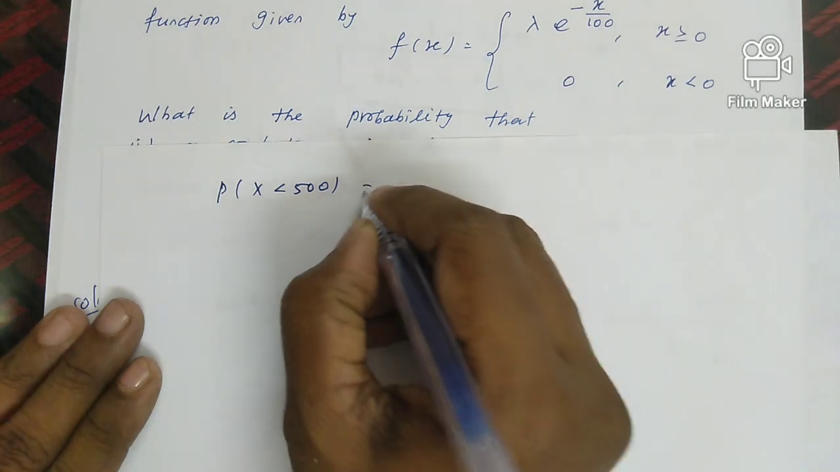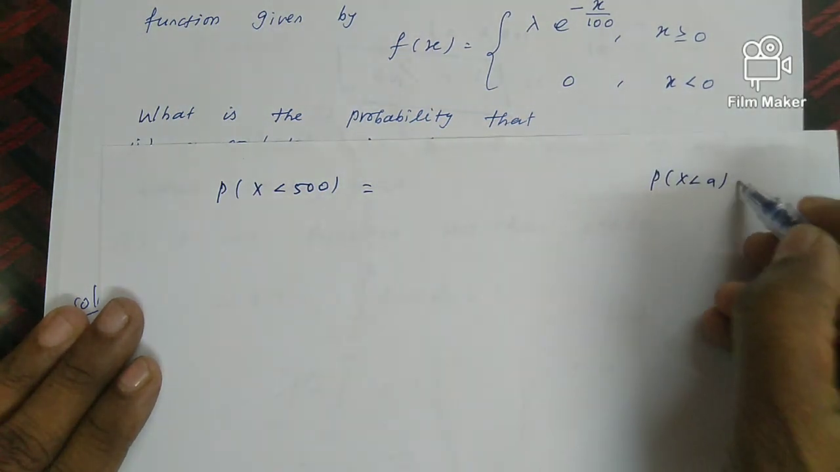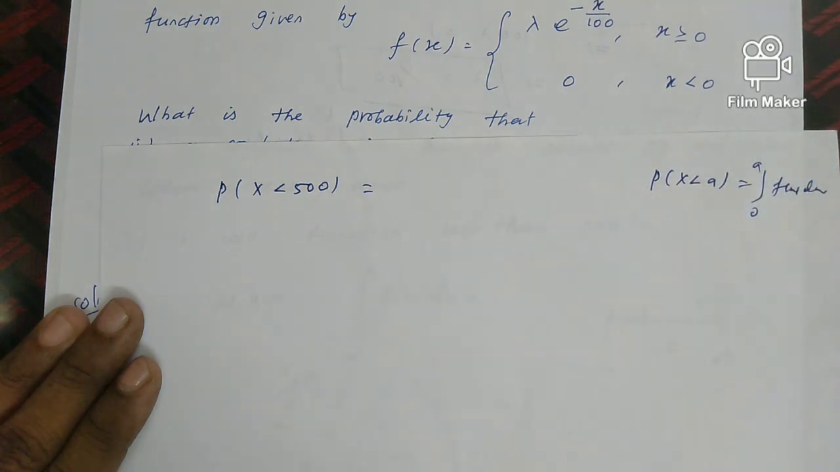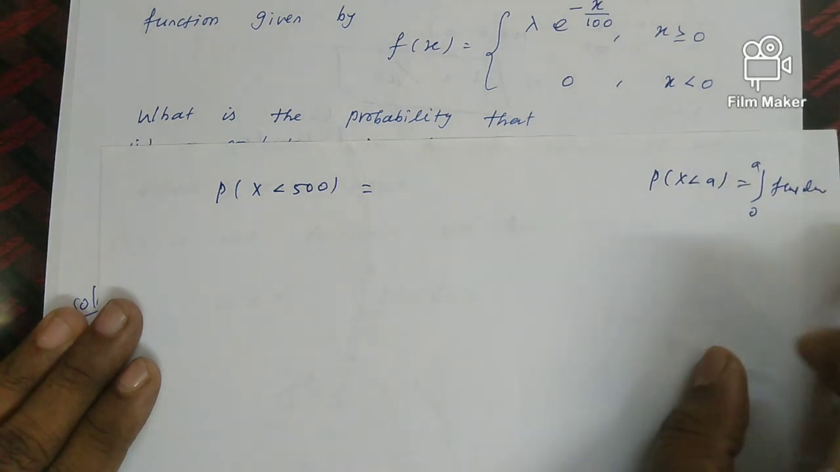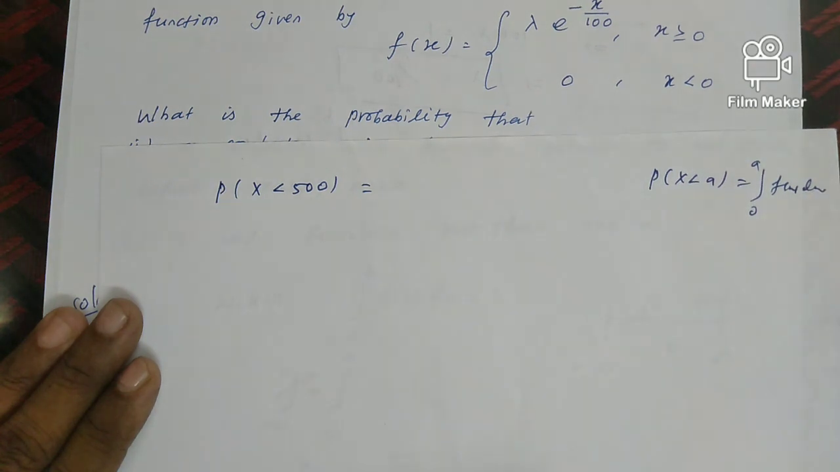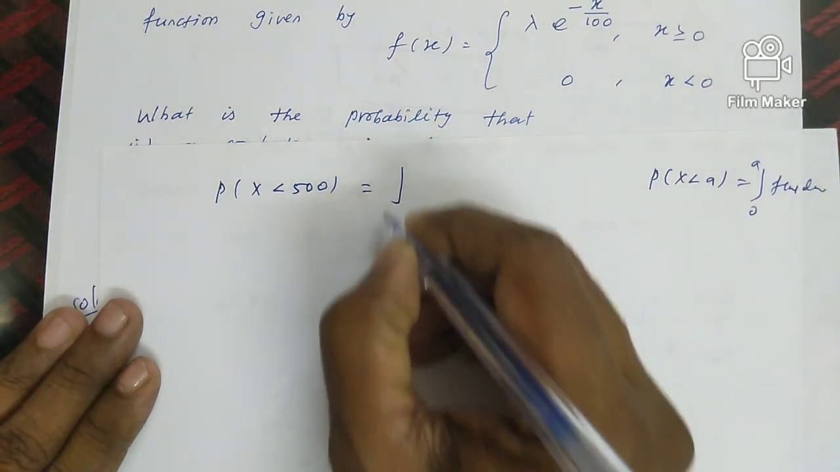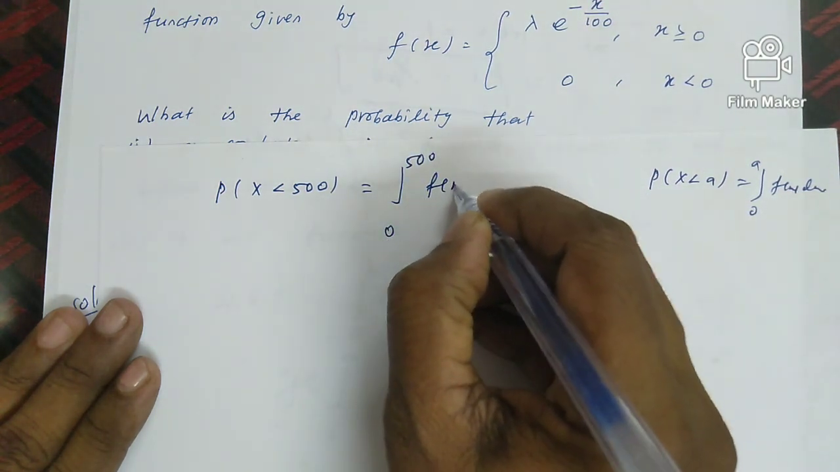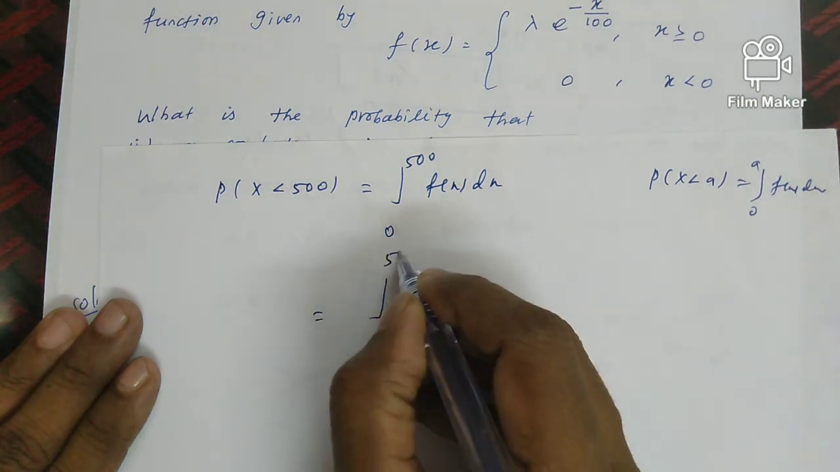So P of x less than a, what is the general result? It is integral 0 to a f of x dx, because the original limit is minus infinity to plus infinity, and according to the question it takes the value x greater than or equal to 0. So we can get 0 to a. So according to this result, this can be written as integral 0 to 500 f of x dx.